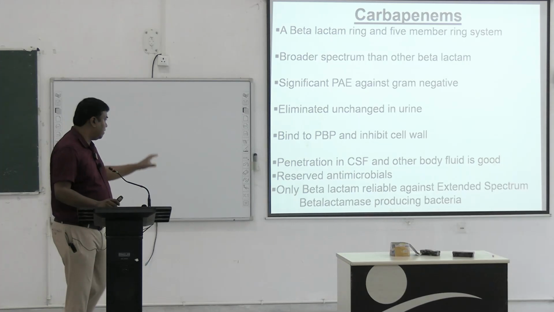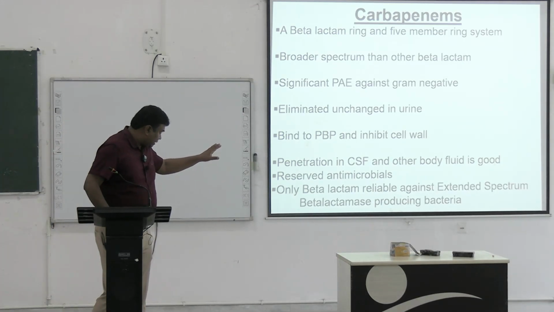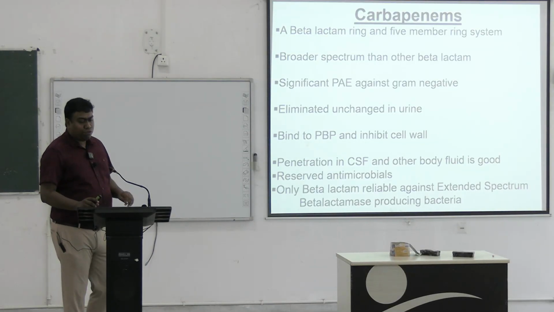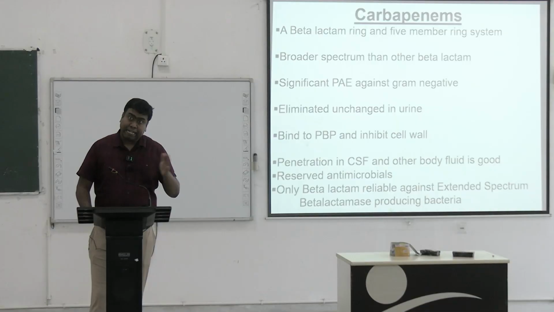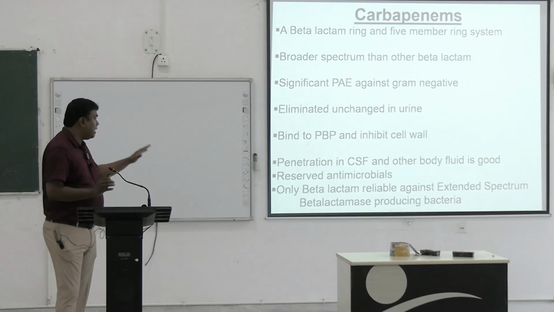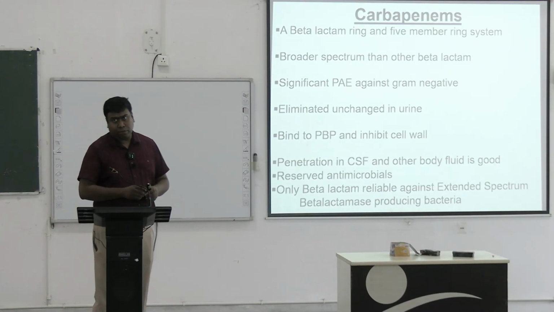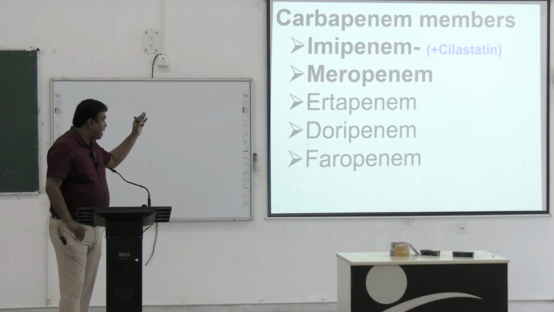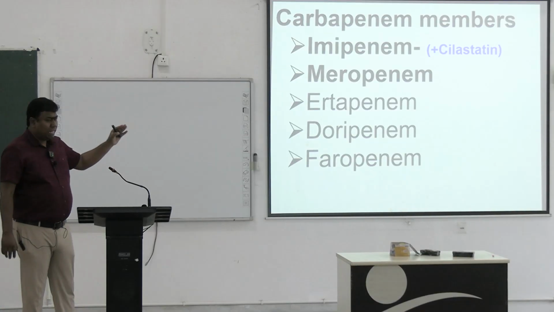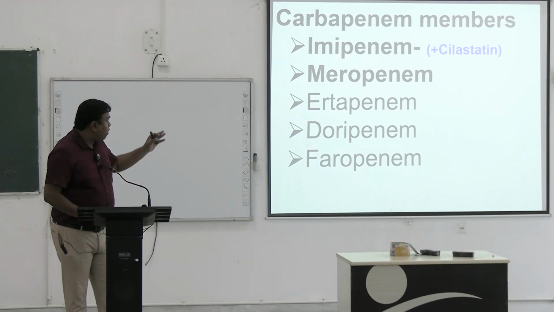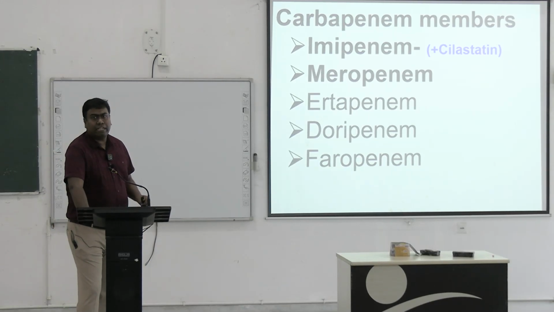We reserve these drugs. Only beta-lactam reliable against extended spectrum beta-lactamase producing bacteria. Against extended spectrum beta-lactamase, carbapenem is the only reliable antimicrobial. So these are the carbapenems: Imipenem, Meropenem, Ertapenem, Doripenem.